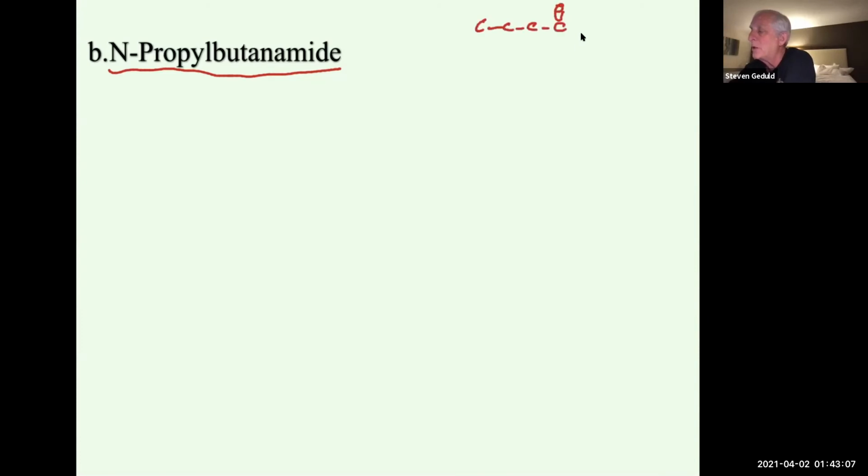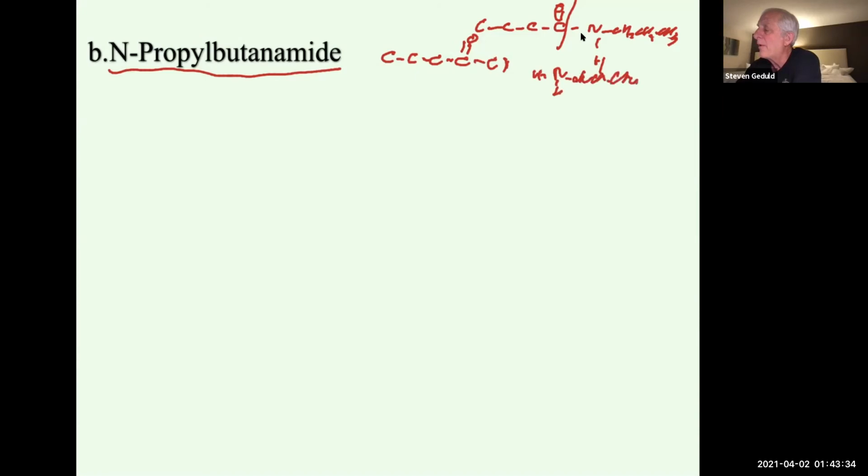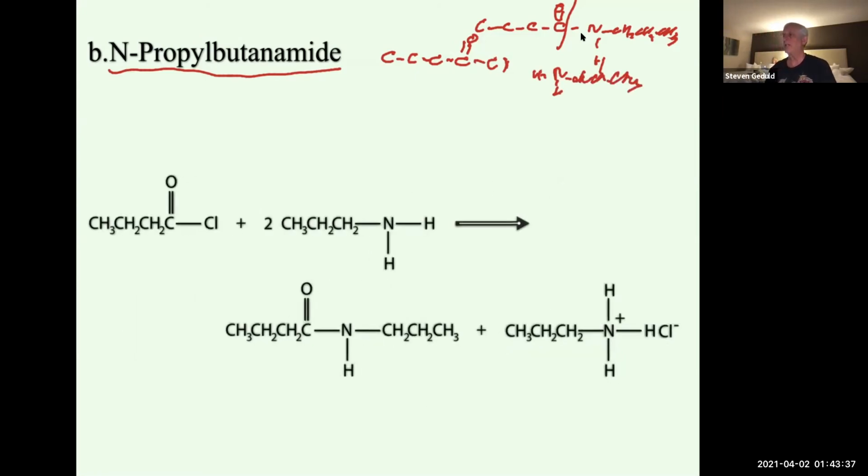There's your double bond oxygen. There's your N, and it says N-propyl. So there's CH2, CH2, CH3, propane, and a hydrogen. So then you break that apart. You have 4 carbons and your chloride. And then you have 2 nitrogens and your propyl group. Okay, like I said, I can't write as neat as this here. So here is N-propylbutanamide. This is what you would write.